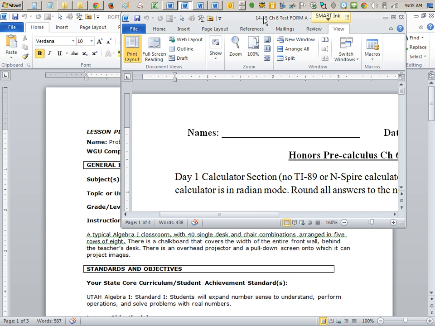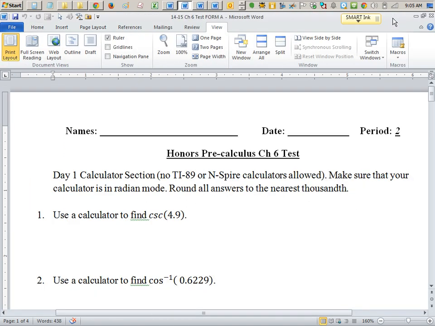Okay, so this is the calculator section. You have to be real careful with the first question. And I know some of you already did corrections on this, but this is more for those who never got it done. You have to understand that this literally means 1 over sine.